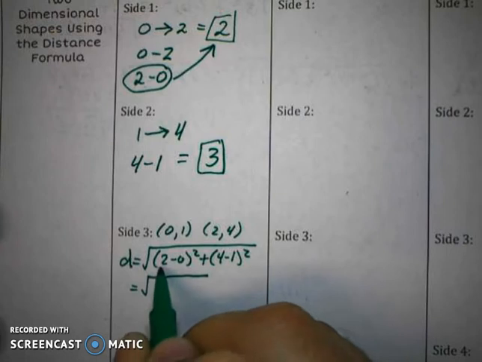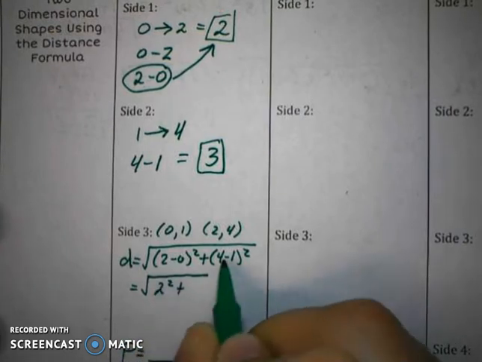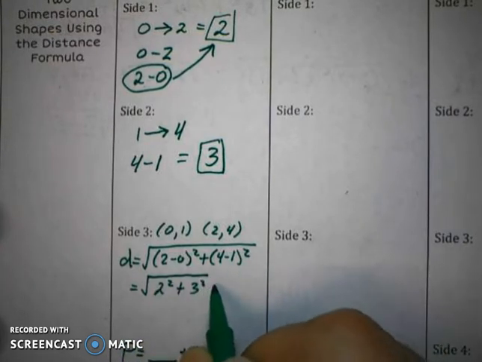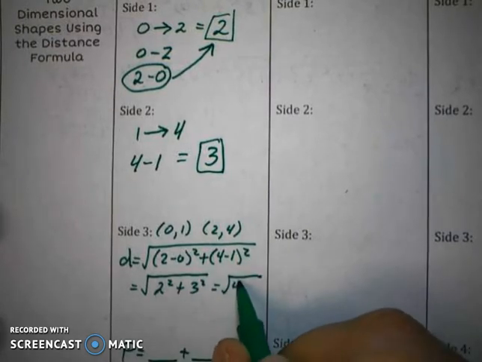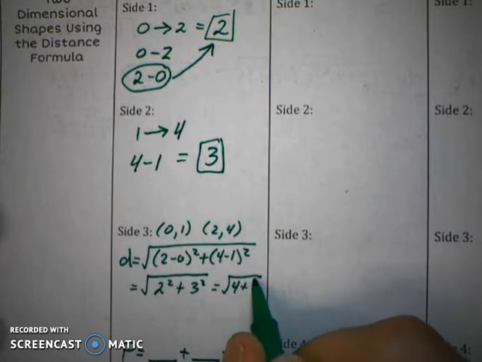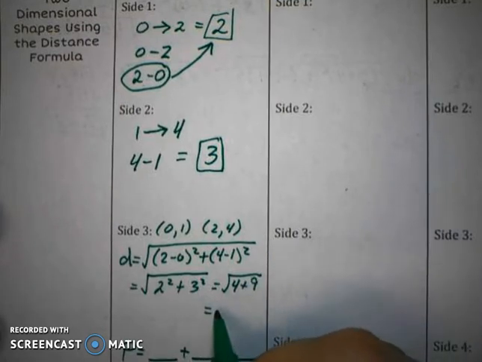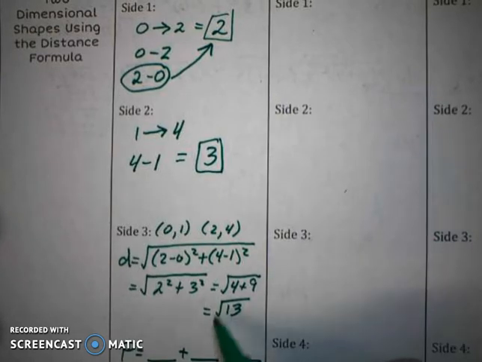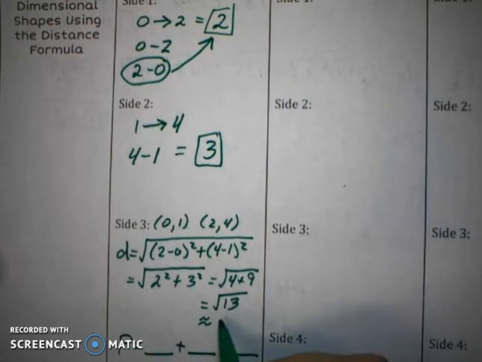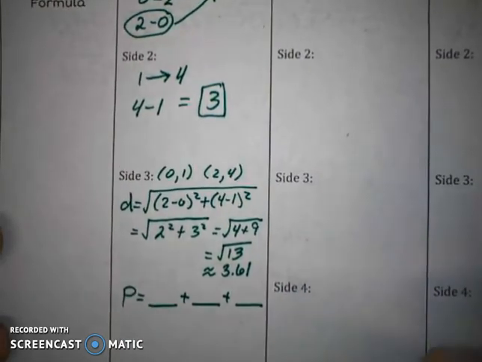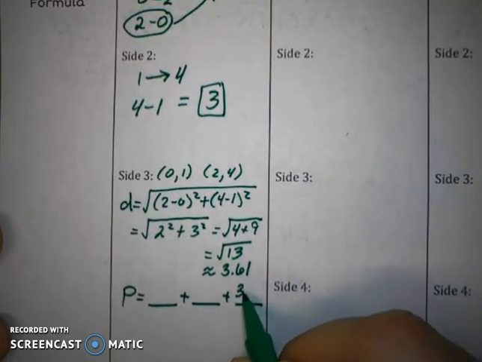2 minus 0 is 2. 4 minus 1 is 3. 2 squared is 4. 3 squared is 9. So this is the square root of 13. And then I will need to round that to approximately 3.6 or 3.61. I've been doing 2 decimals on all the rest, so I'll do that. So one of our sides is 3.61.